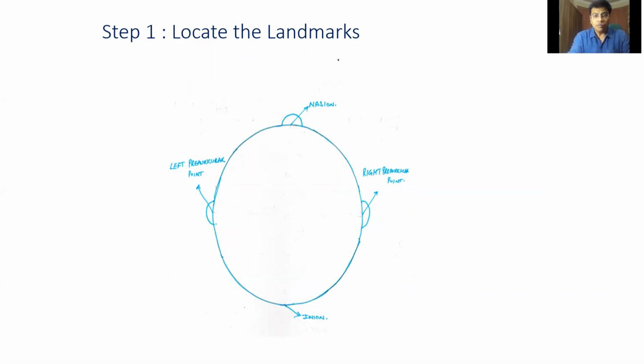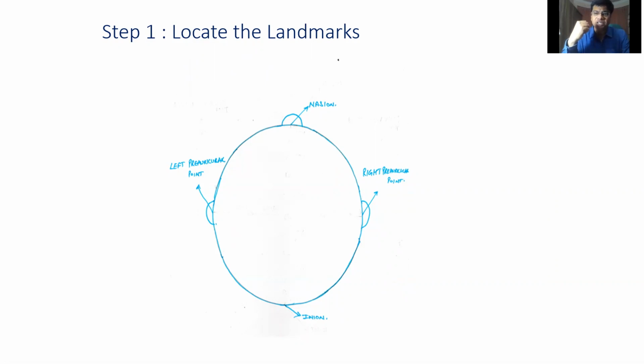What we need to do is locate the 4 landmarks which are really important, and that is nasion, inion, right preauricular point, and left preauricular point. So where is the nasion? Nasion is the point where our nose meets the forehead. So the meeting point between nose and forehead is the nasion.